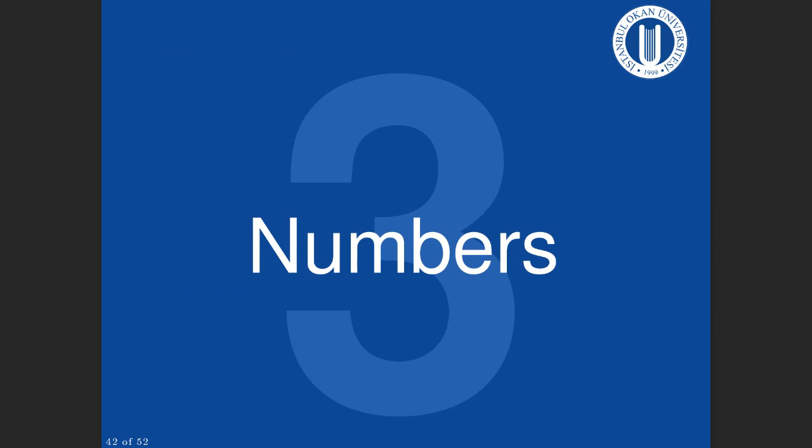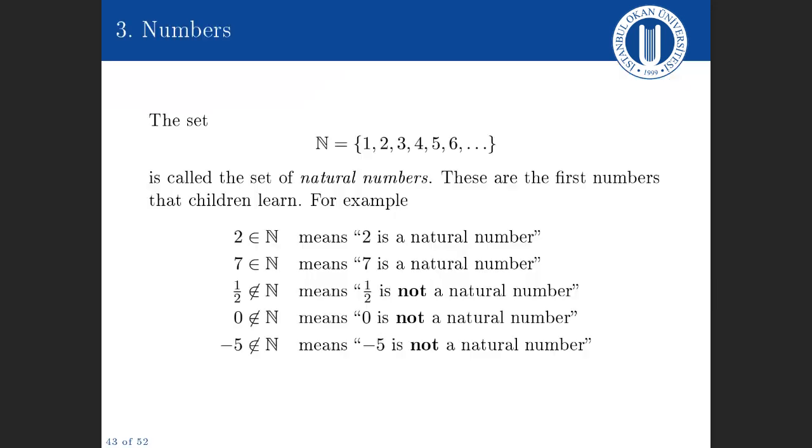And in the third chapter of today's lecture, I want to talk about numbers. What are the first numbers that children learn? The first numbers, the counting numbers, are called the natural numbers. 1, 2, 3, 4, 5, 6, etc. are the natural numbers. For example, 2 is a natural number, 7 is a natural number, but a half is not a natural number.